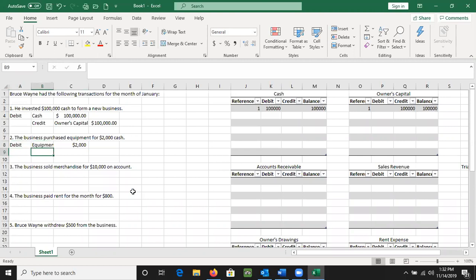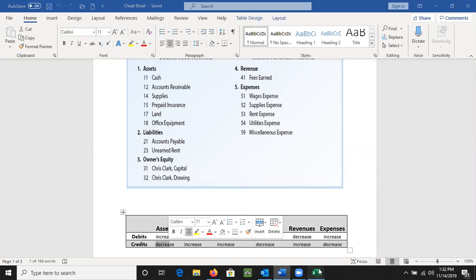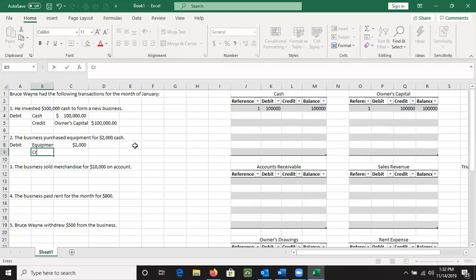Now the problem says they purchased it for cash. So when a business buys anything with cash, the balance of their cash is going down. So cash is an asset. When an asset decreases, credit it. So we're going to go ahead and say credit cash 2,000.